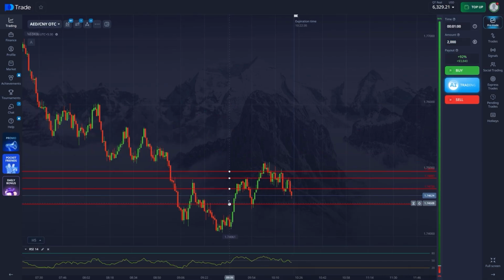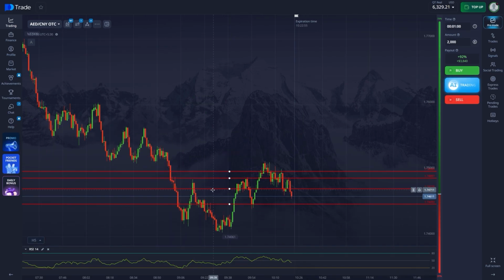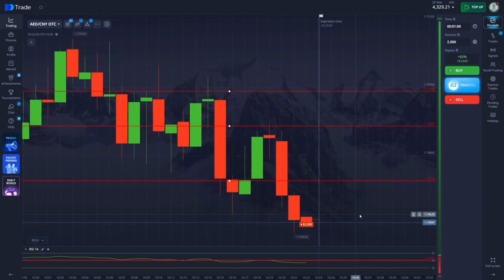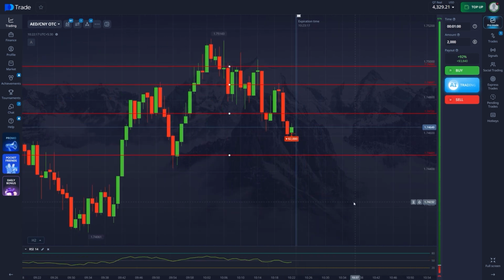For the final position, I am selecting AED/CNY OTC and going for downward direction. The market has created 3 consecutive red candles, showing active seller momentum. There is also a visible gap between the current price and the lower support area. This suggests that the market may continue downward toward the next zone before producing a larger reversal.